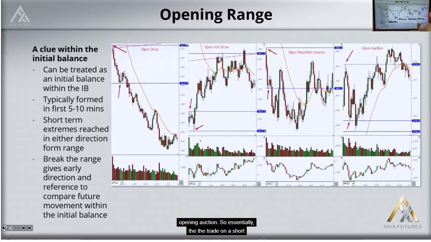So essentially the trade on a short time frame within the initial balance becomes very, very similar to the trade within the entire day, based on the type of initial balance you get. But this is a great way to try and either play within the initial balance for a certain movement, or at least start to understand what the initial balance is telling you about the rest of the day.